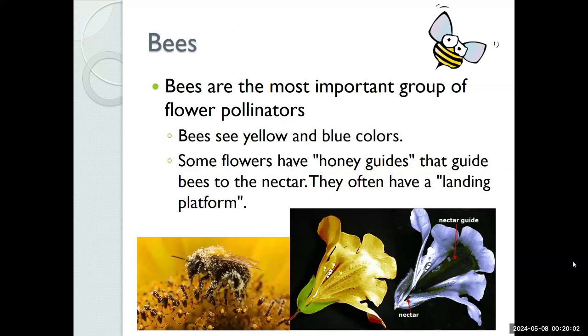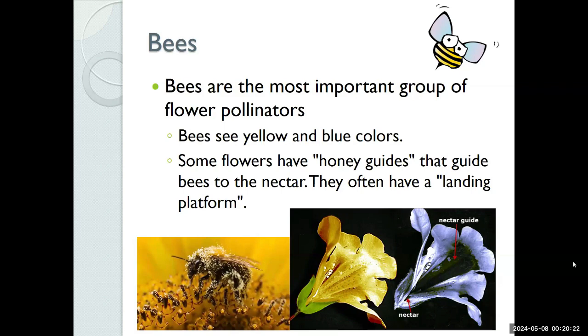Bees pollinate 65% of all plant life. They're the most important group of flower pollinators, and they specifically see yellow and blue colors really well. And so most yellow and blue flowers are pollinated by bees because they are visible cues to them.